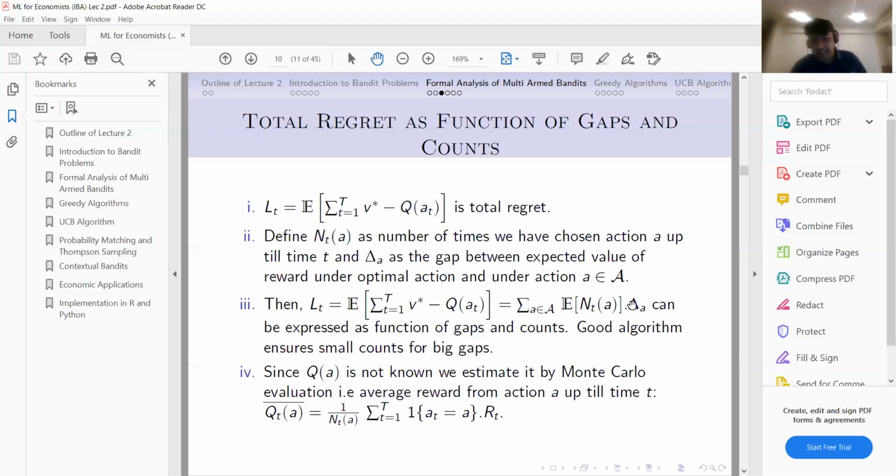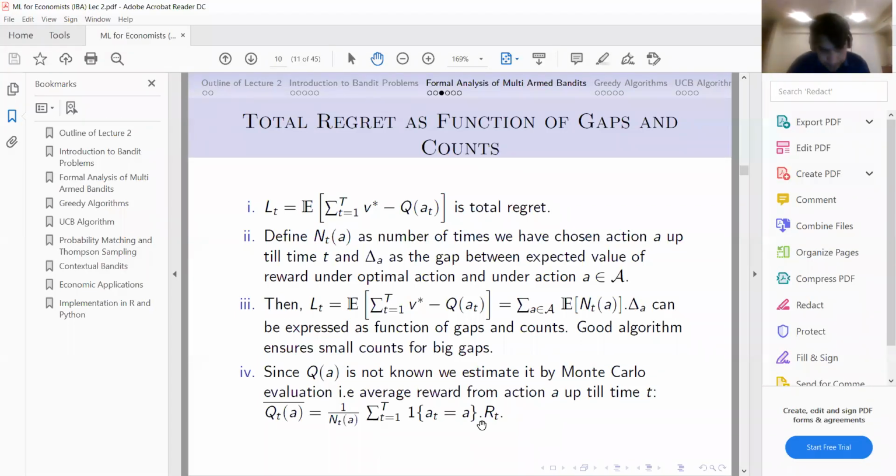But obviously the problem is that these gaps are not known to us, because these gaps depend on V star, and we don't know what V star is because it depends on A star. If we knew what V star was, we wouldn't have this lecture. So there are various approaches, and that's what this lecture is about. One way is to estimate it, because if you don't know something, we try to estimate it using a sample analog. So Q of A is what is not known to us, right? So we can estimate it using Monte Carlo evaluation. What's Monte Carlo evaluation? It's just the average reward that you get in the sample up to time t.